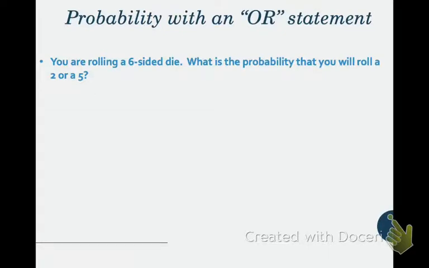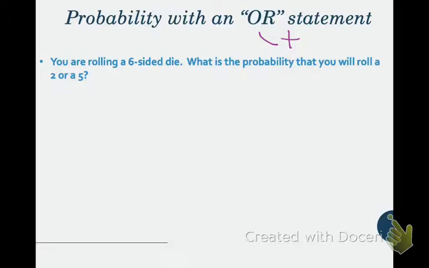All right, so probability with an or statement. The biggest difference between or and and is that with or, we add. With and, we multiplied. With or statements, you don't have to worry if something is being replaced or not. You're picking it one time at the same time, and that's it. So we're rolling a 6-sided die one time. What's the probability you roll a 2 or a 5? So we just take this one at a time.